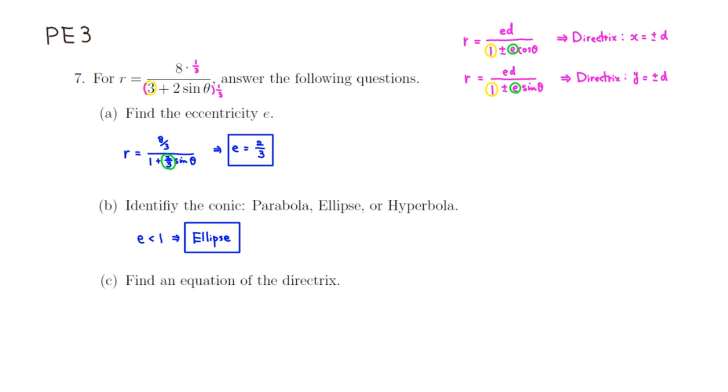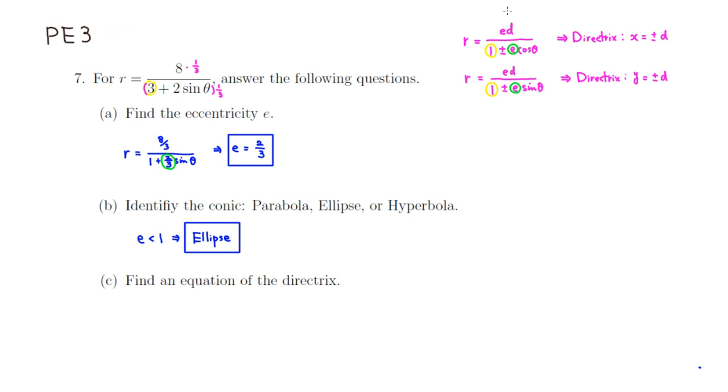Then find an equation of a directrix. If you have a cosine, it's going to be a vertical directrix, and if you have a sine here, it's going to be a horizontal directrix. The equation is either x equals plus or minus d, and the sign of the directrix agrees with the sign here. So we have to find a d value first. The d value is sitting on top.